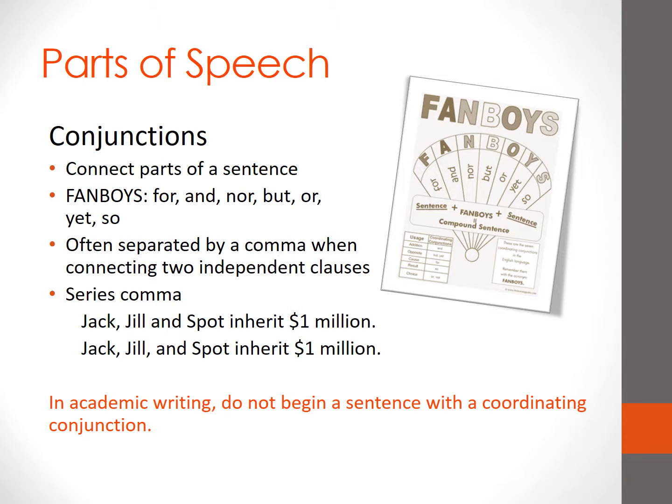So Jack inherits $500,000. Jill and Spot inherit $250,000 each. In the next example, Jack, comma, Jill, comma, and Spot inherit $1 million. They split that $1 million equally in 3 ways. So in academic writing, do not begin a sentence with a coordinating conjunction.